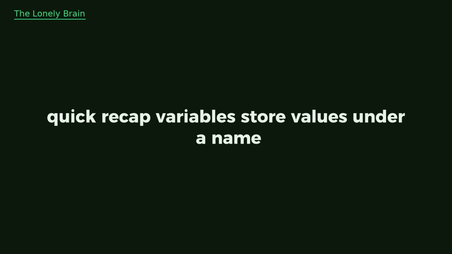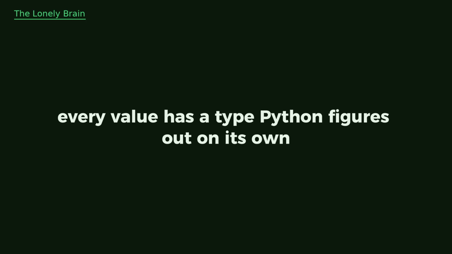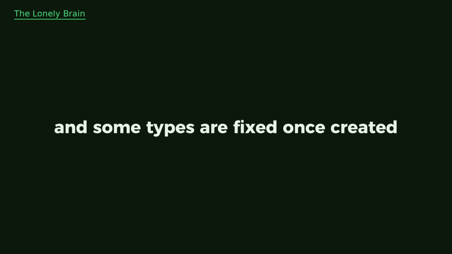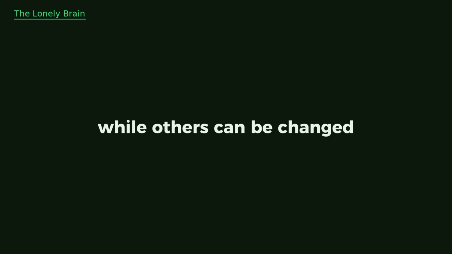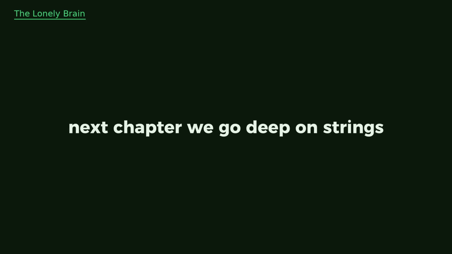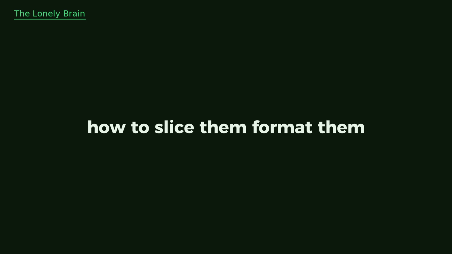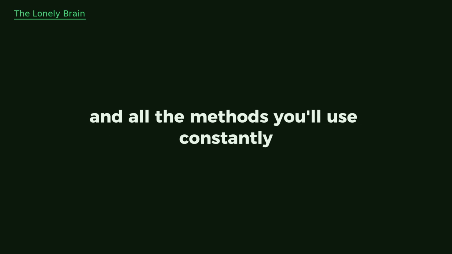Quick recap. Variables store values under a name. Every value has a type Python figures out on its own, and some types are fixed once created, while others can be changed. Next chapter, we go deep on strings, how to slice them, format them, and all the methods you'll use constantly.